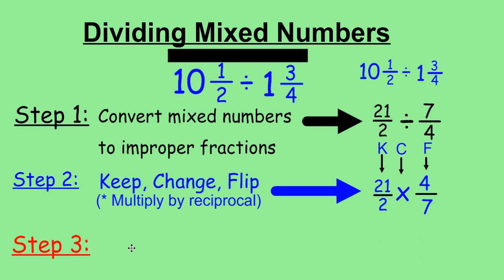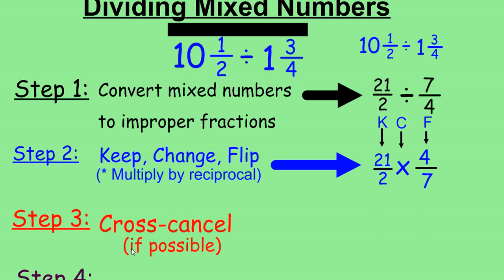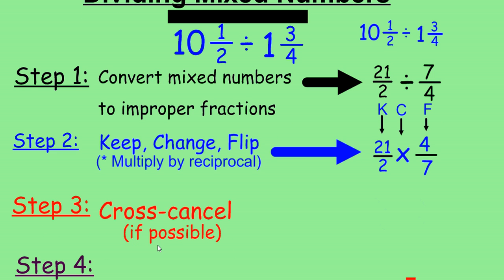Step number 3, cross cancel if possible. Now, when we look at our problem, we have 21/2 times 4/7. Do you see any common factors in the numerator and denominator? That's right, 2 and 4. A 2 can go into both of them. So we will cross cancel and factor out that 2. And a 7 goes into 21 as well as 7, so we can cross cancel and factor out that 7.